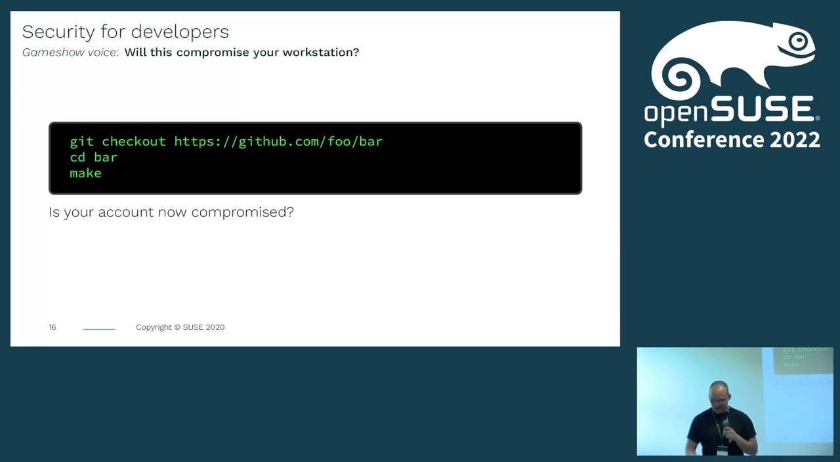And now we go to the part where I show you this. This is really, really easy because you have direct command execution at this point. Invoking make just executes everything that's in the makefile. If something malicious is in the makefile, then it's done. There are many, many ways to compromise you that way. So just compiling software is basically something dangerous you should not do directly in your primary account.